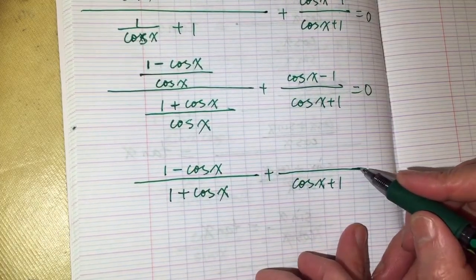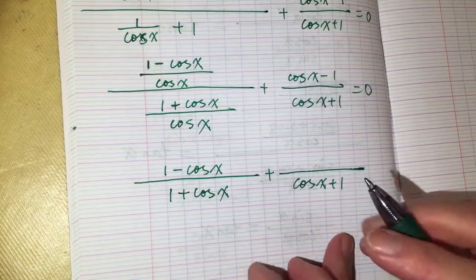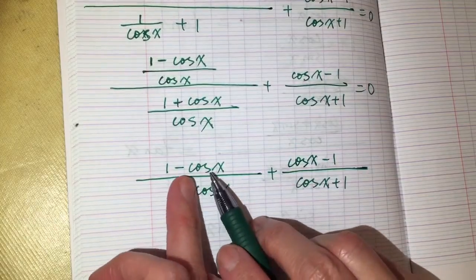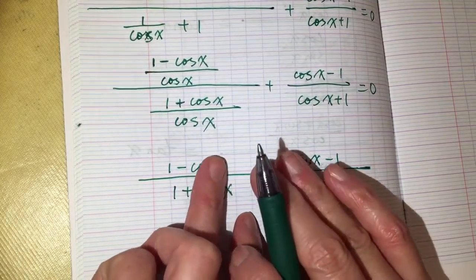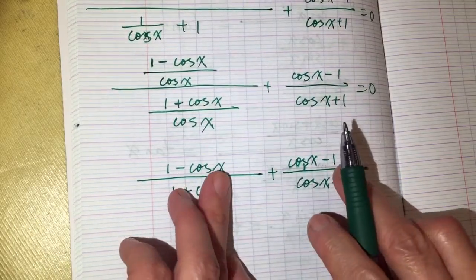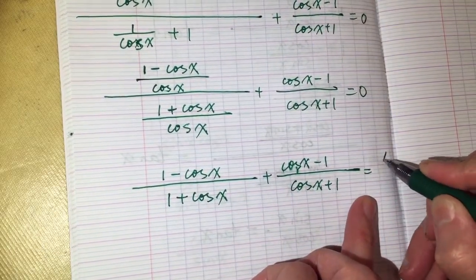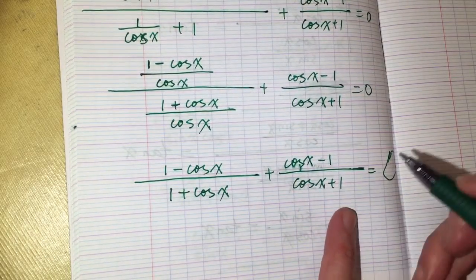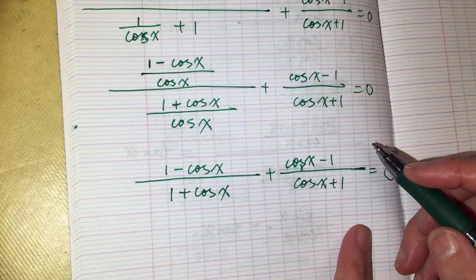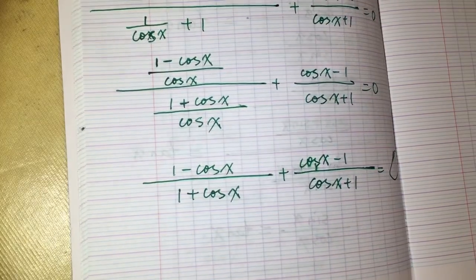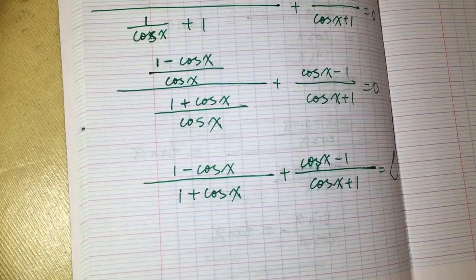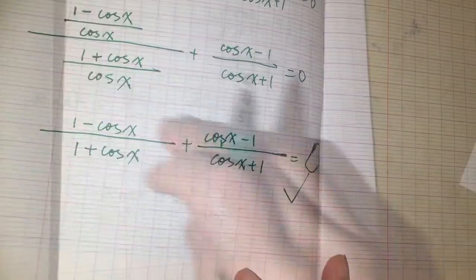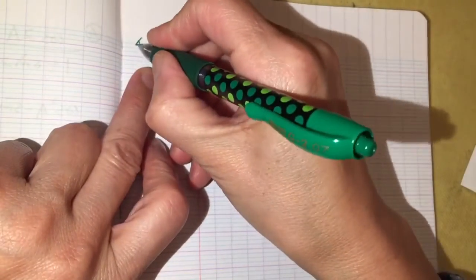It just changes the order, but it is the same thing. So cosine x minus 1. We have one negative cosine x and a positive cosine x, get rid of it. Positive 1, negative 1, get rid of it. So it equals 0 over cosine x plus 1. 0 divided by anything will be 0. We are right. Okay. Number 4.